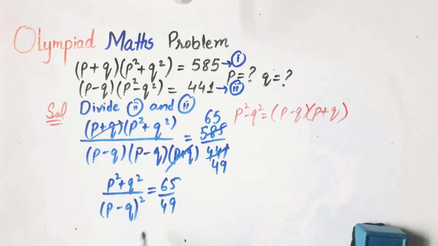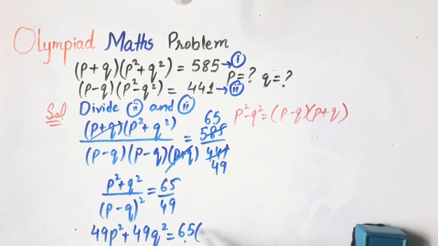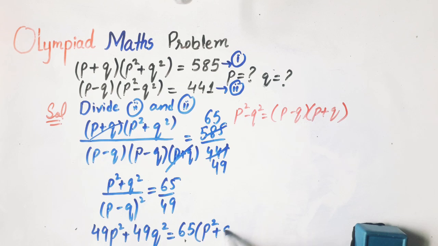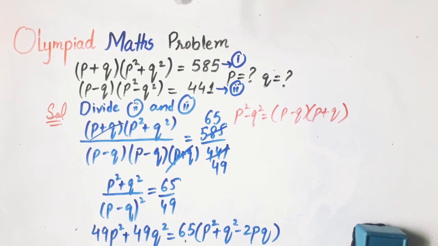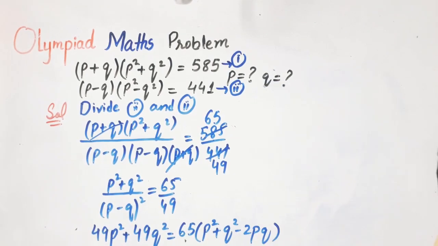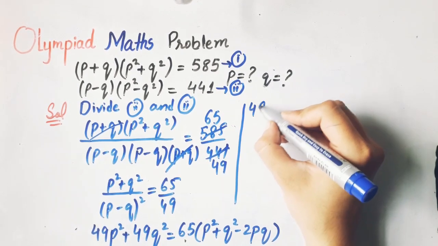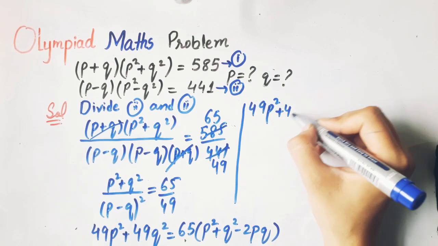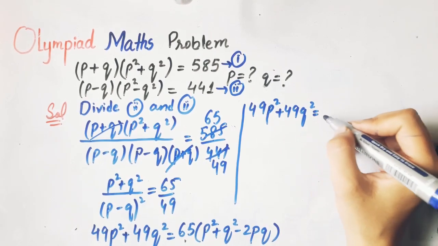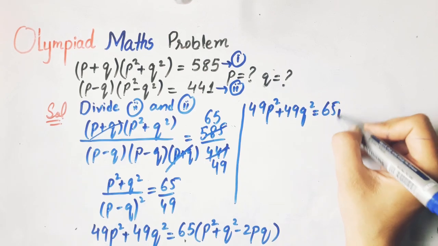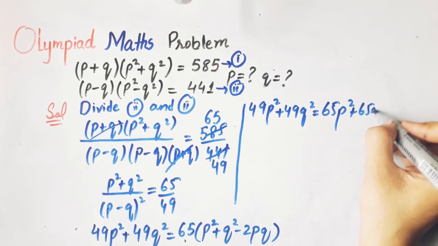Now what will be the next step? We will do the cross multiplication and get 49(p² plus q²). Here we have 65 times (p minus q) whole squared, which is p² plus q² minus 2pq. Now solve this further. Multiplying this, we get 49p² plus 49q² equals 65p² plus 65q².